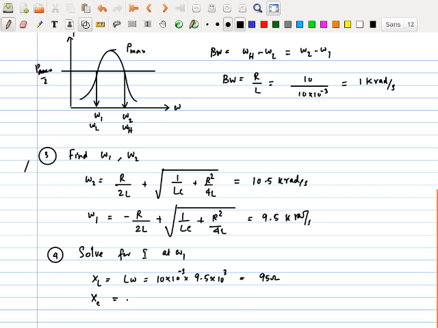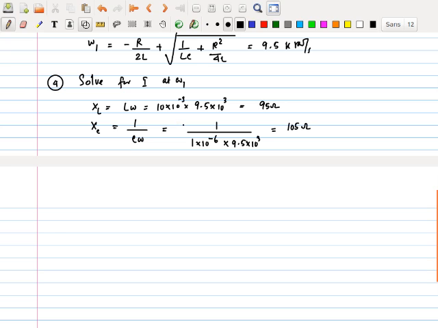And in the same form, XC, which is 1 over C omega, works out to be 1 times 10 to the minus 6 times 9.5 times 10 to the 3, which is the frequency, and that works out to be 105 ohms. So now we are able to transform our circuit into an AC circuit. That is the capacitor, the resistor, and an inductor. So this is equal to 10. This is equal to minus J105.